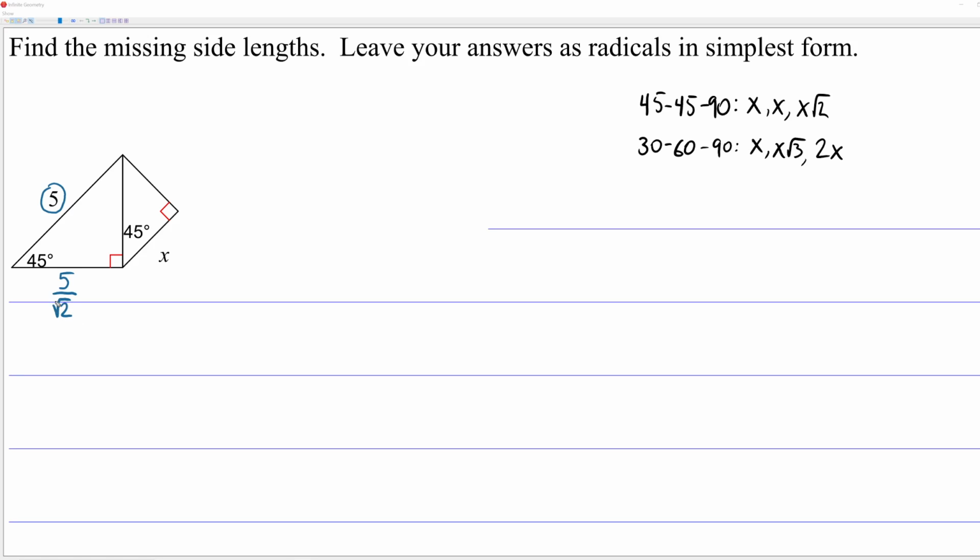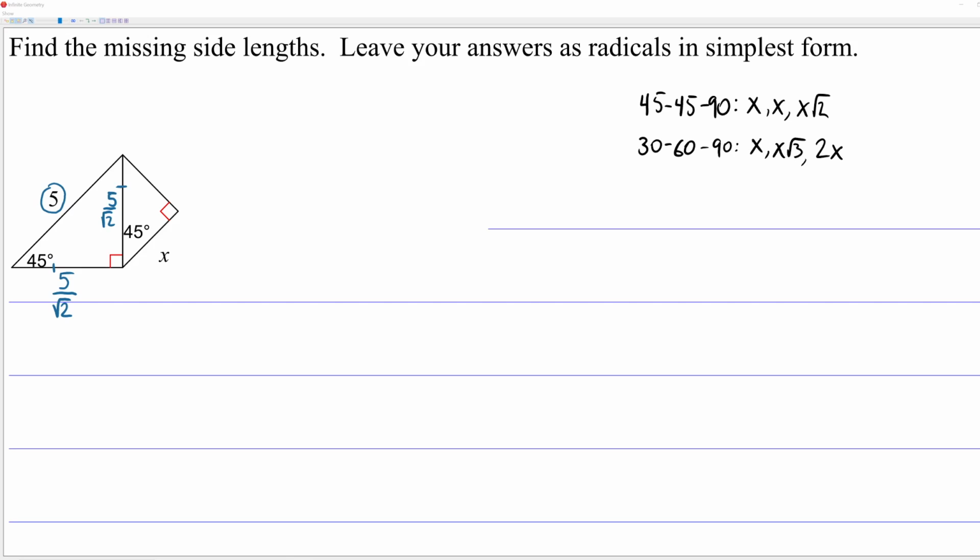Now, normally we don't like square roots in the denominator of a fraction, so I'd want to rationalize to fix that. However, I'm not going to worry about fixing that until the end of the problem, unless there was a good reason to do so. Since this leg is 5 over the square root of 2, this leg is also 5 over the square root of 2, because a 45, 45, 90 is isosceles, meaning the two legs have to be congruent. So, 5 over the square root of 2 is one of the legs of the triangle on the left.